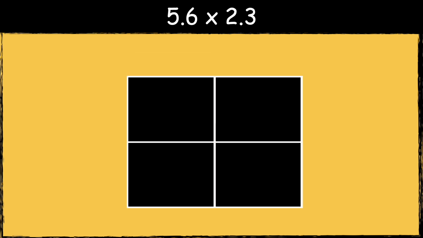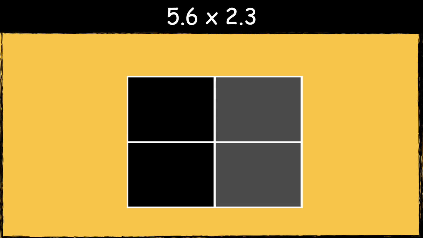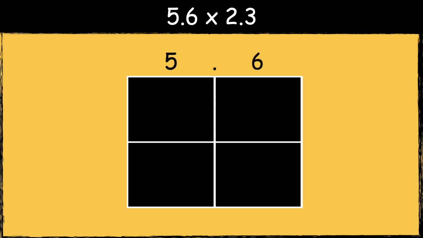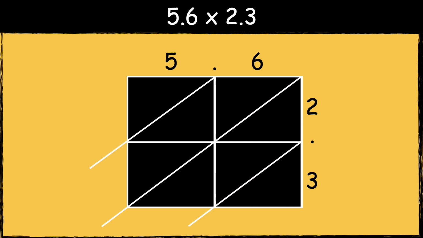Here is the first example. 5.6 multiplied by 2.3. First, we draw a box similar to the grid method. As we're multiplying 2 digits by 2 digits, the grid will need to be 2 by 2. We put 5.6 along the top and 2.3 down the side. Next, draw diagonal lines through the grid, connecting the top corners with the opposite bottom corners across the boxes. Now we're ready to multiply.